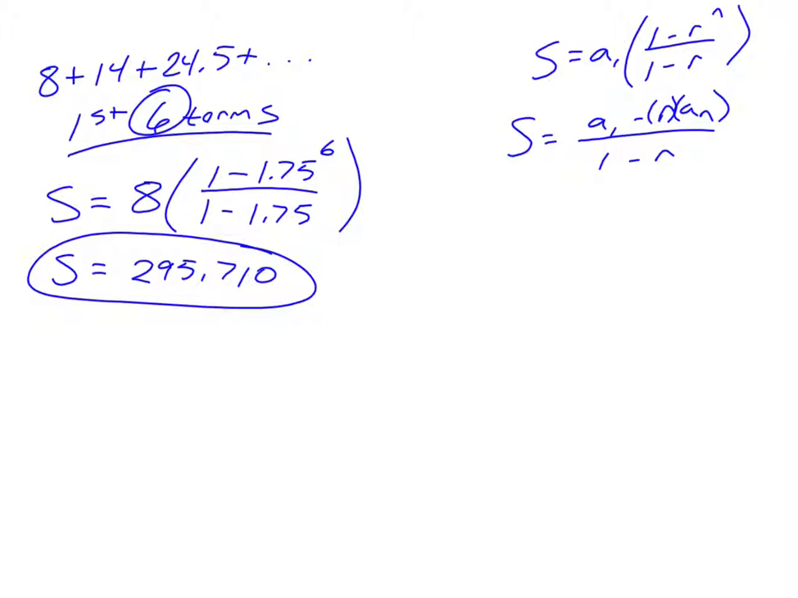Haley, what does 295.710 represent? The sum of all of them put together. More specifically, how many? 6 terms. So if I wrote out each of the 6 terms and then added those terms up, 295.710 is what we end up with. Okay, so pretty much you're just plugging into a formula. Next one.